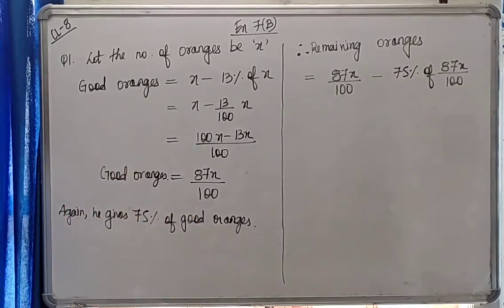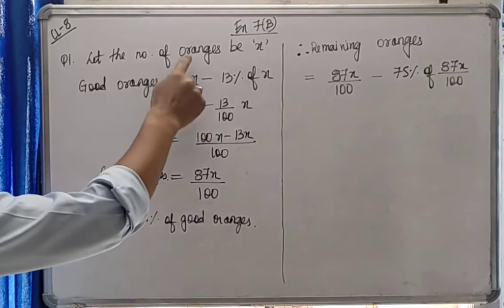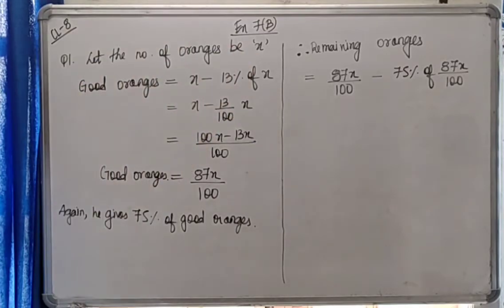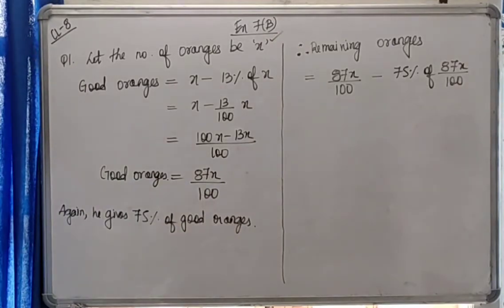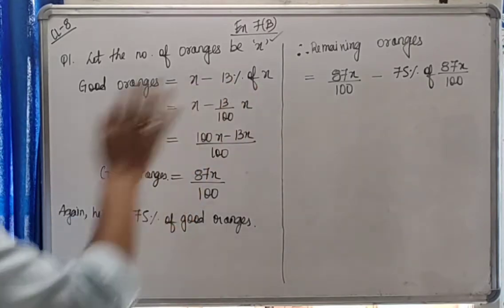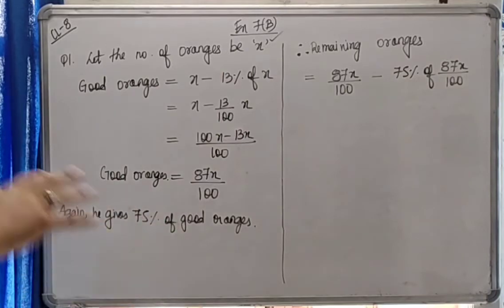So how will we tackle this sum? First, let's make an assumption. Let the number of oranges he bought be x. He has bought x oranges. Now what was the rotten percentage? 13% was rotten, so 13% of this x oranges I have to throw.